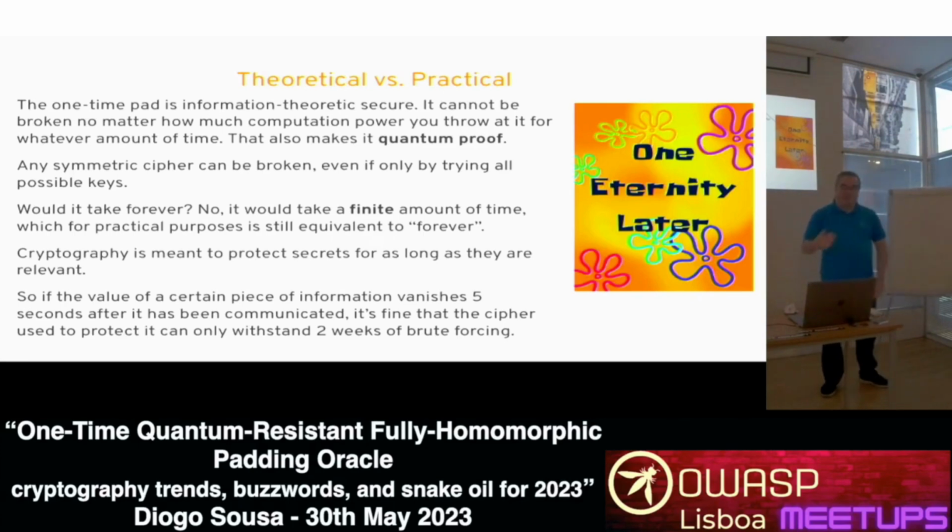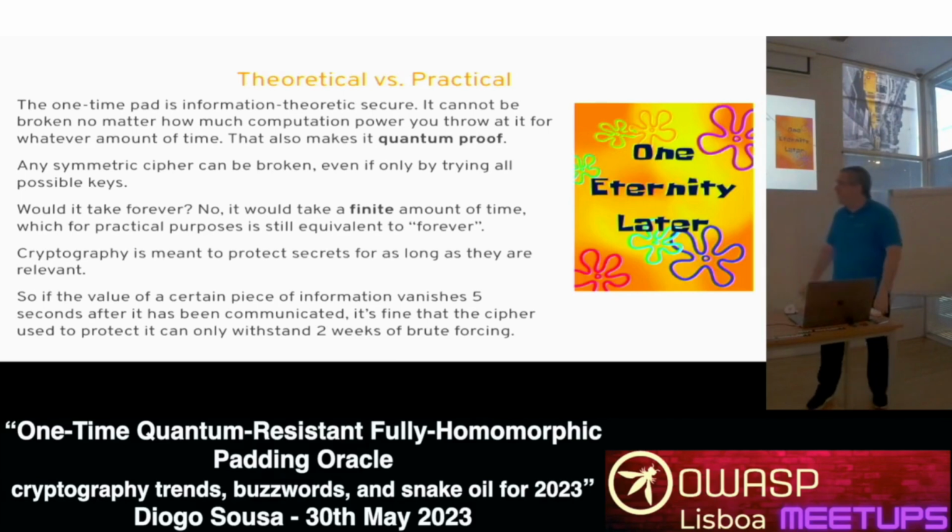So cryptography is meant to protect secrets for as long as they are relevant. If the value of a certain piece of information vanishes 5 seconds after it has been sent, it's okay that the cipher that protects it can withstand only 2 weeks of brute forcing. The value is no longer there. So we must always keep this in mind, because you may be tempted to say, oh, I want this protection to last forever. Well, you don't need to. You only need it to last long enough.